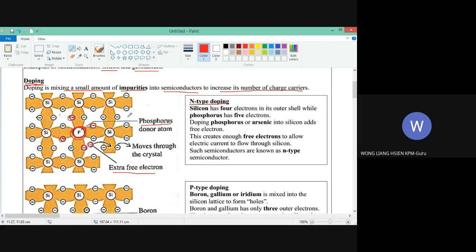So we call this N-type doping because it increases the amount of electrons, and the electron carries negative charge. So that's why we call it N-type doping. We dope it with extra negative charge. So this type of semiconductor that has undergone N-type doping, we call it an N-type semiconductor.